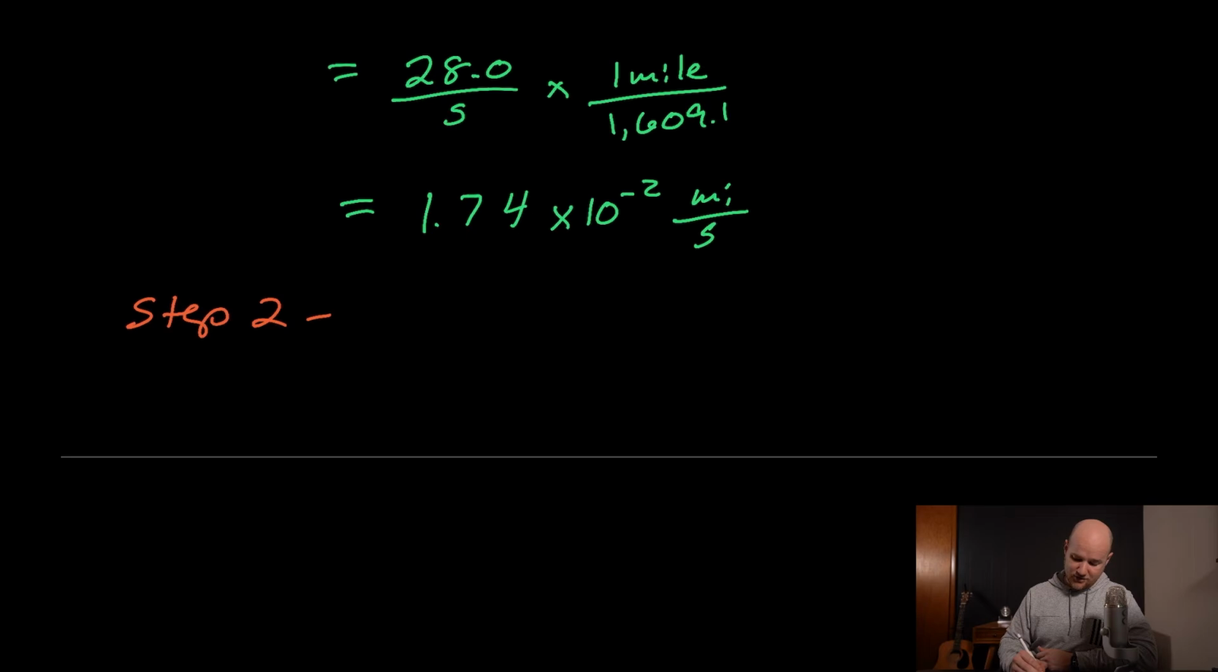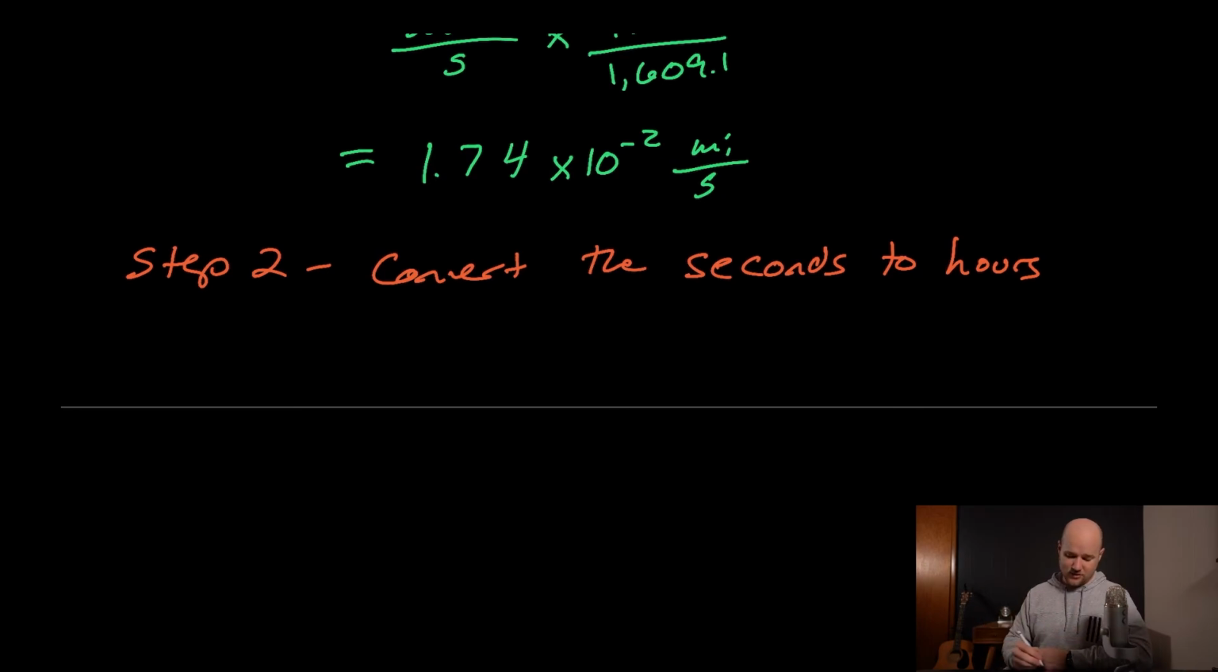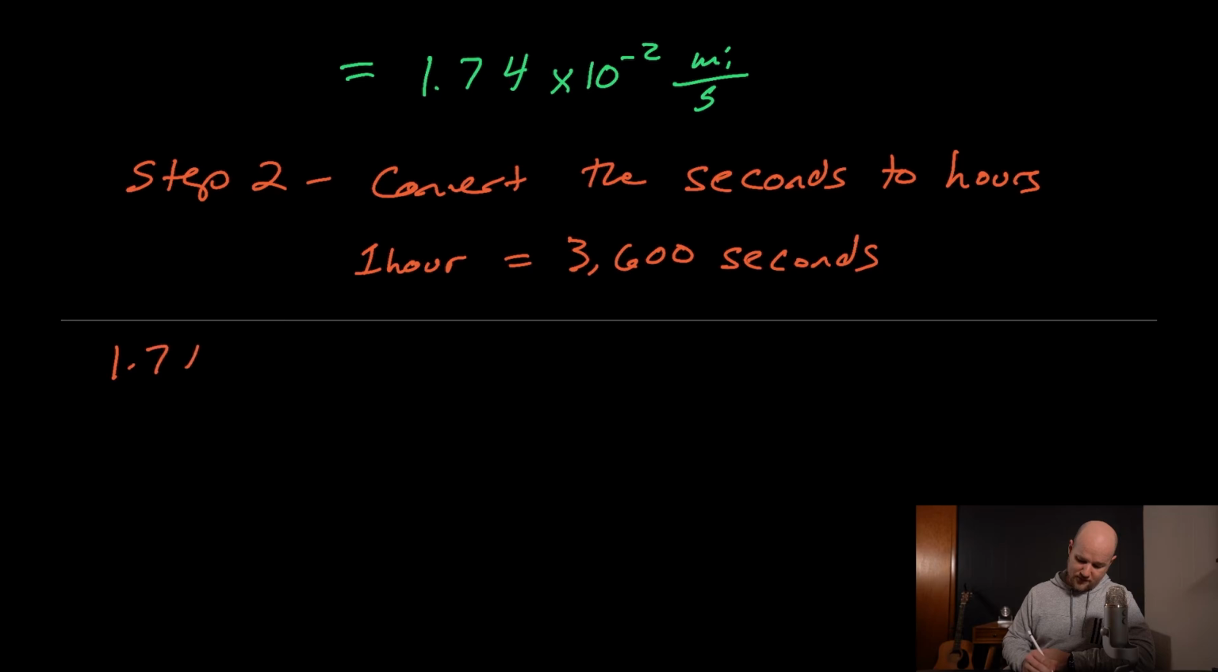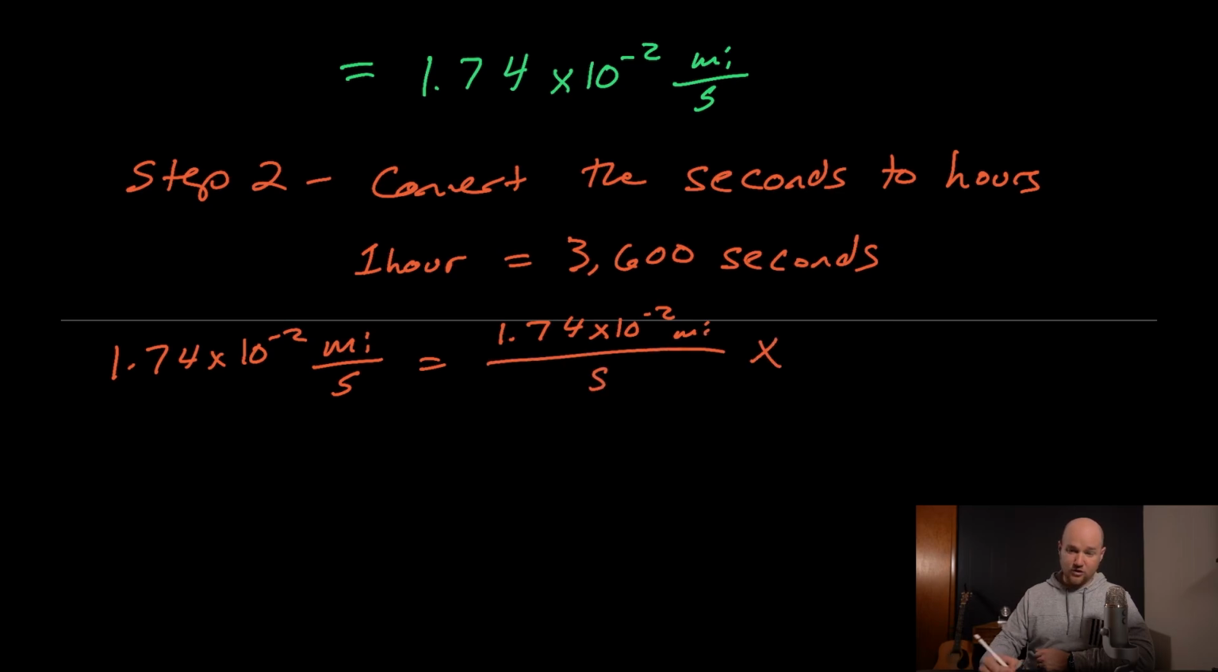So step 2 is to convert the seconds to hours. And I'm going to build off of my answer that I just got. So I'm going to say my conversion factor is 1 hour equals 3,600 seconds. So 1.74 times 10 to the negative second miles per second is the same thing as saying 1.74 times 10 to the negative second miles, divide all that by seconds. We're going to multiply it by 1 using a conversion factor. And I want the seconds to cancel out this time. So I need the seconds to be on the top of this fraction. So that's 3,600 seconds divided by 1 hour. And that means my seconds have now canceled out.